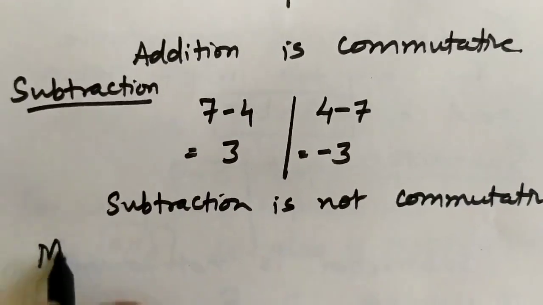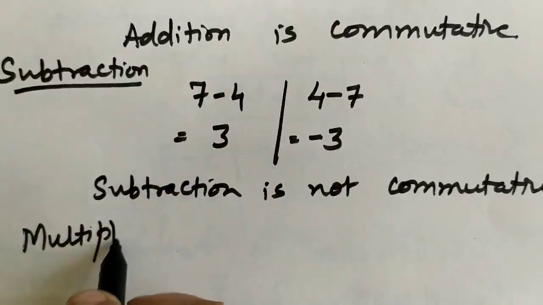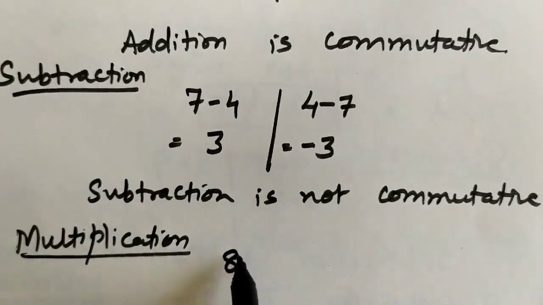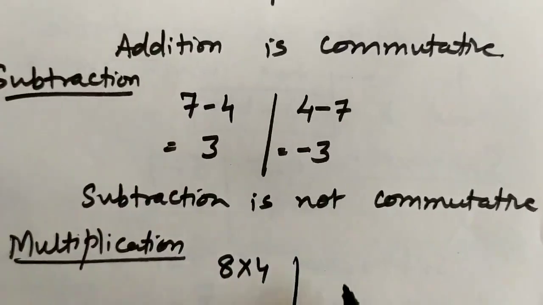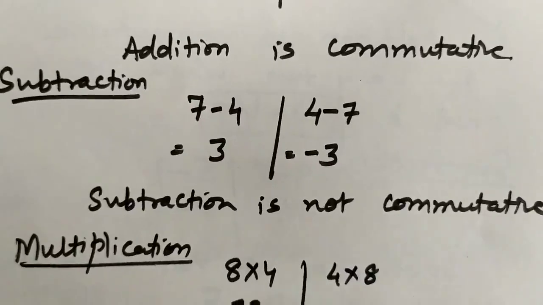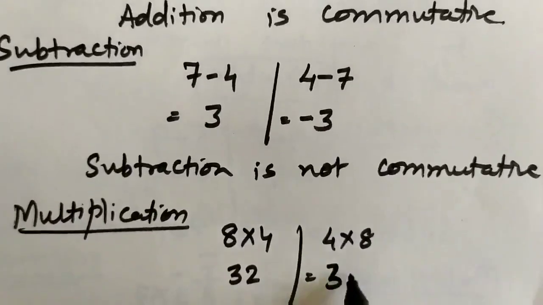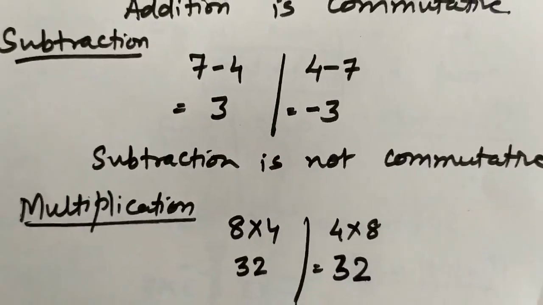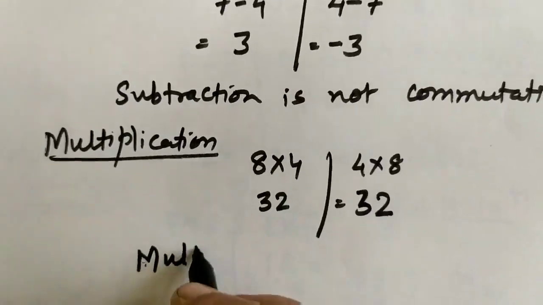Now for multiplication, let us take two numbers, say 8 into 4. Interchanging the numbers, it will be 4 into 8. 8 4s are 32. Here also 4 8s are 32. So we can say both the answers are the same. So we can say multiplication is commutative.